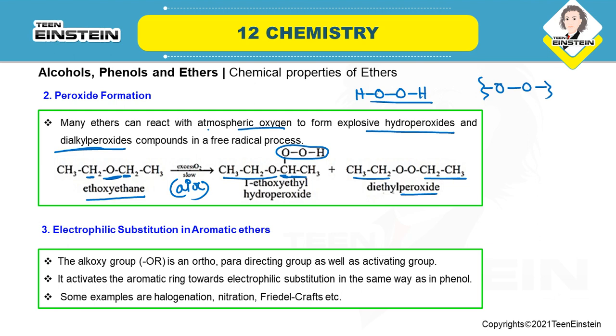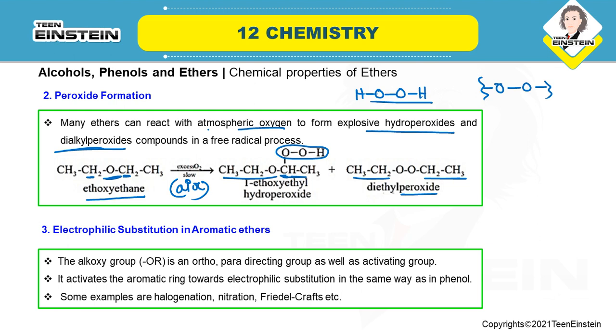Third reaction, electrophilic substitution in aromatic ethers. This third chemical property that we are going to discuss is actually only for aromatic ethers, not aliphatic. So there must be one aromatic ring on one side.